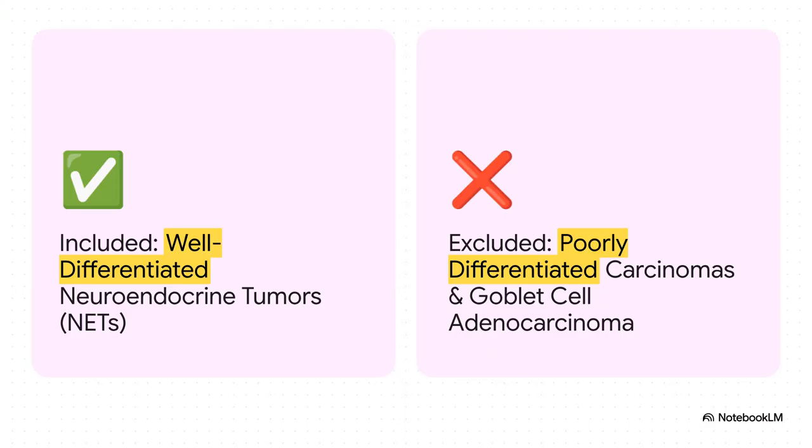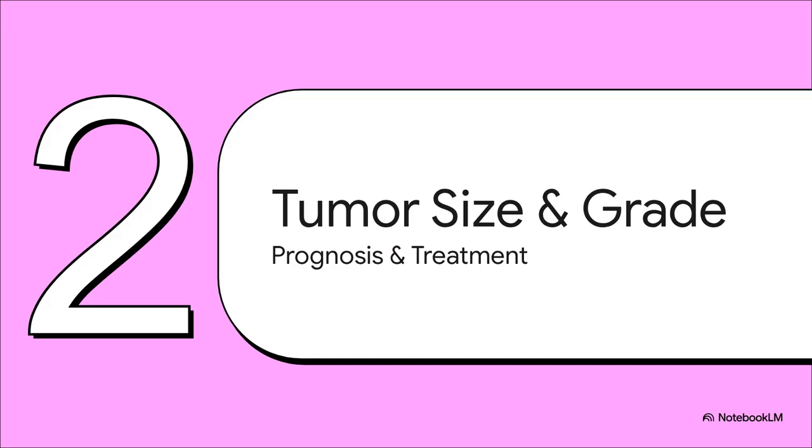This specific protocol is only for well-differentiated neuroendocrine tumors, or NETs. You might still hear people calling them carcinoid tumors. That's the old name. Now, if you're looking at a poorly differentiated neuroendocrine carcinoma or a goblet cell adenocarcinoma, you gotta stop. Seriously, put this protocol down and go grab the general appendix carcinoma protocol. They're totally different roadmaps.